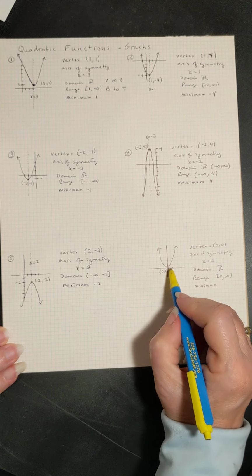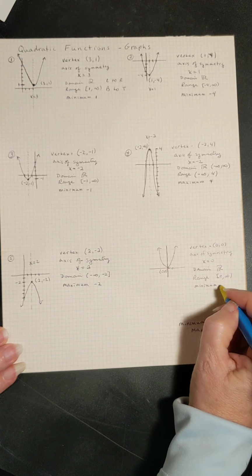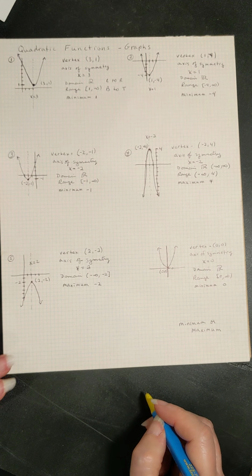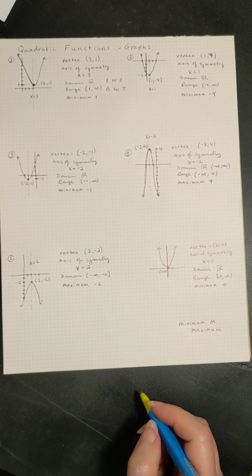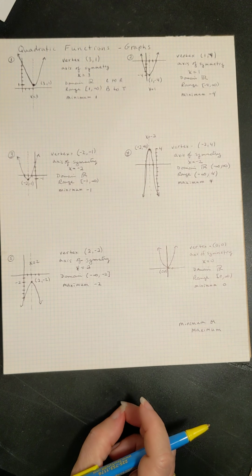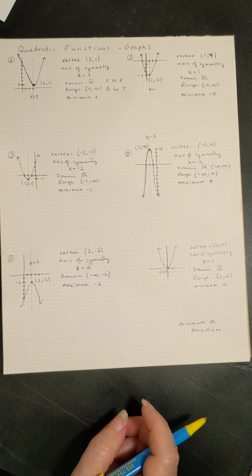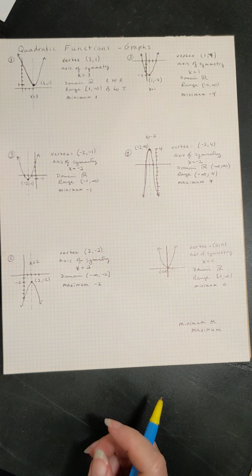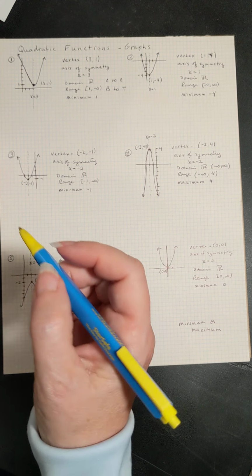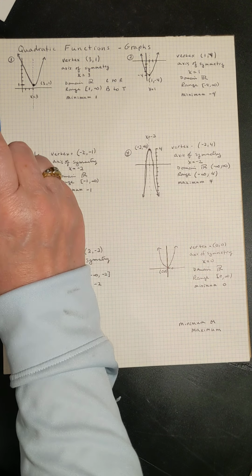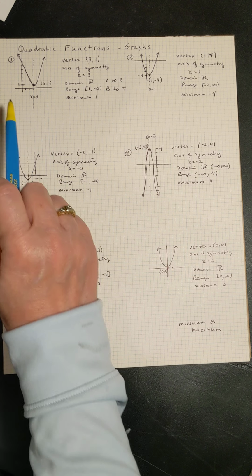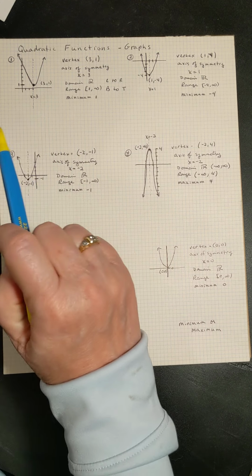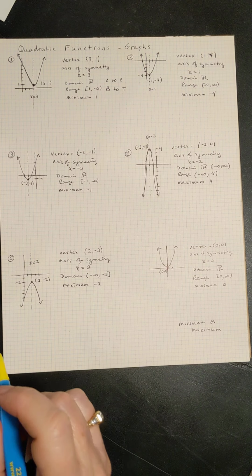And its minimum value is the y-coordinate of the vertex, which would be 0. All right, so that's either maximums or minimums. Now let's talk about where it's increasing and where it's decreasing. So remember, on these, if it goes from left to right and it's going down, then it's decreasing. If going from left to right is going up, then it's increasing.